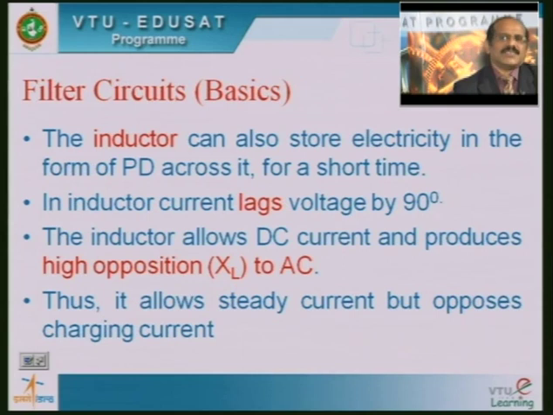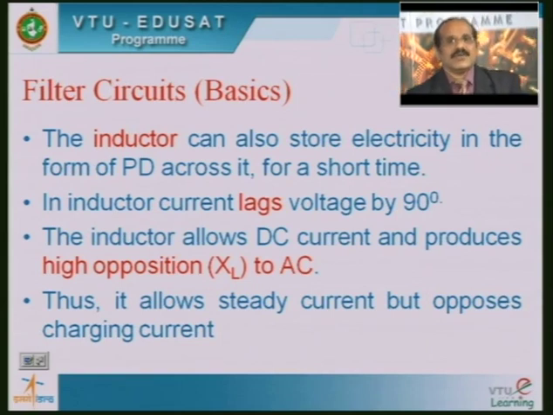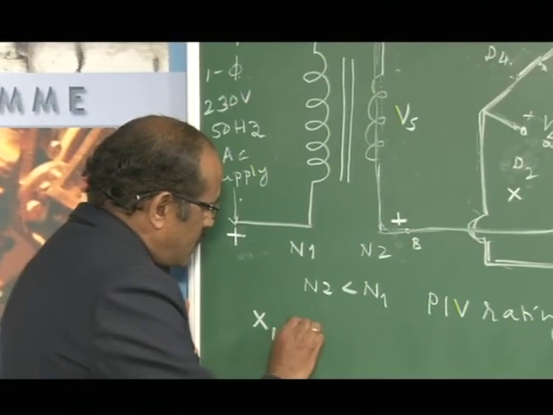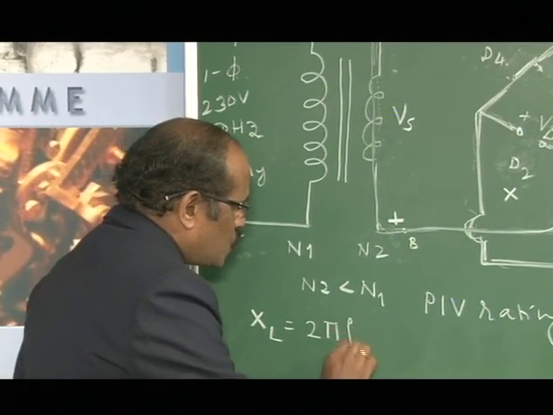Also, there are two types of filter circuits. One is the inductor, and the other is the capacitor. The inductor can store electricity in the form of potential difference across it for a short time. As you know, in an inductor the current lags the voltage by 90 degrees, and it allows only the DC current and produces high opposition to the AC current, because we have seen that XL is defined as 2 pi FL.